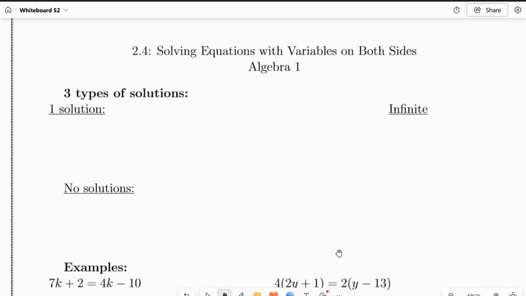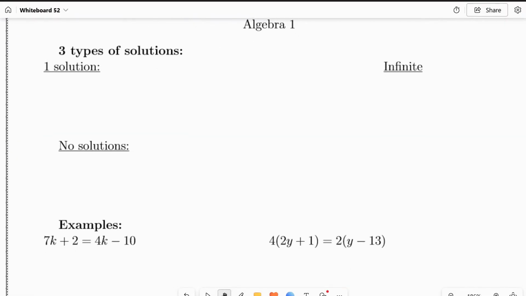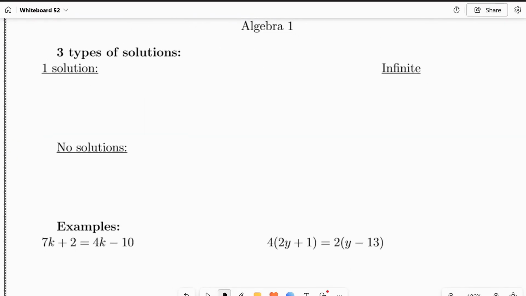Solving equations with variables on both sides. As soon as you have variables on both sides, that opens you up to more possibilities of the types of solutions that you'll get. The type of solution that we've been working with so far is when we have one solution. That is when you have your variable equals a constant.